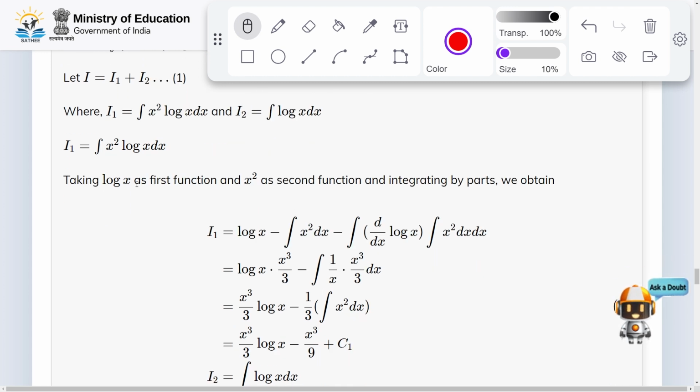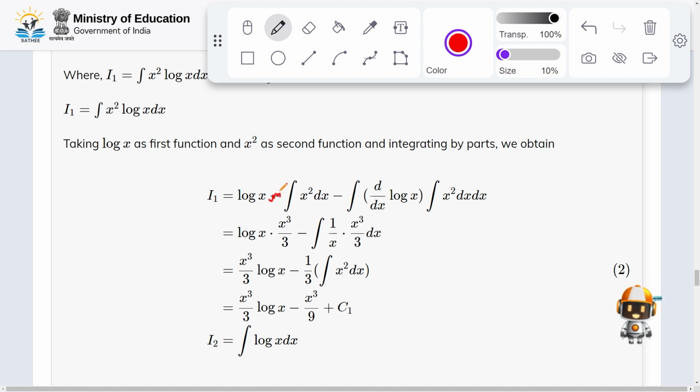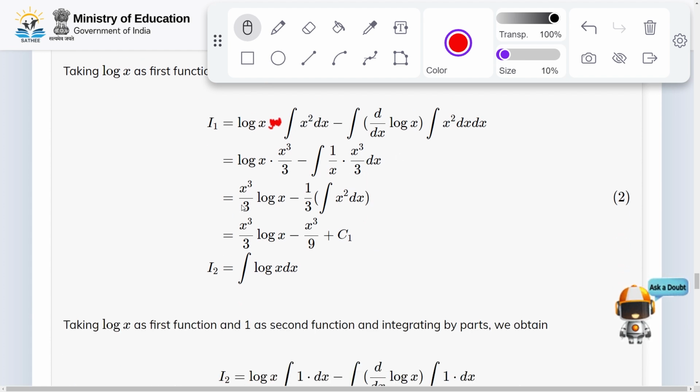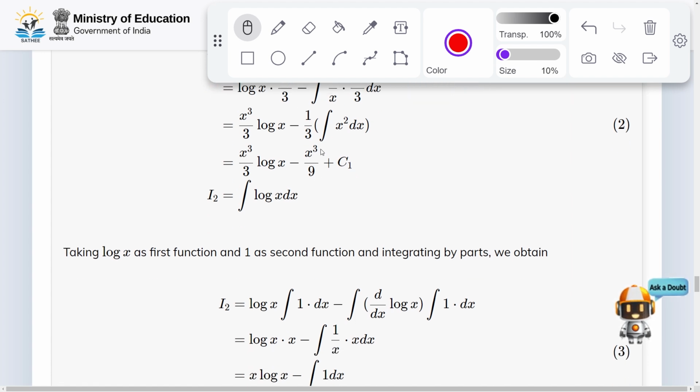In I1, take log x as your first function and x square as your second function. Now first function times the integration of the second, so remove this minus, a multiplication sign must be there. So log x multiplied by the integration of x square, which is x cube by 3, minus the differentiation of log x, which is 1 by x, times x cube by 3. So 1 x will be cancelled and you are left with x cube by 3 log x minus 1 by 3 integration of x square dx. This means x cube by 3 log x minus x cube by 9 plus some constant. This is for your I1.